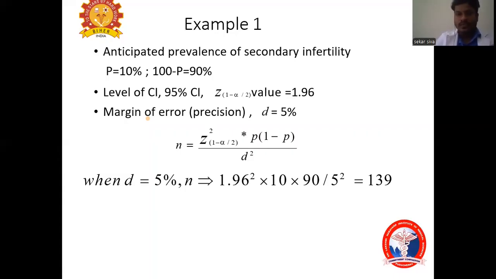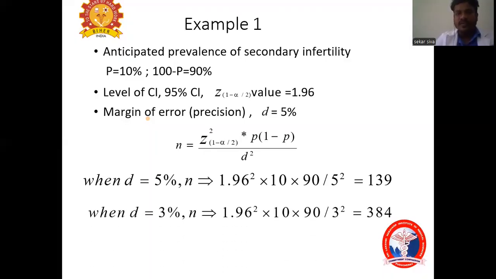This is another situation. If d is small, if d is 3%, the number of samples should be 384. When you reduce the margin of error, the sample size will be more.